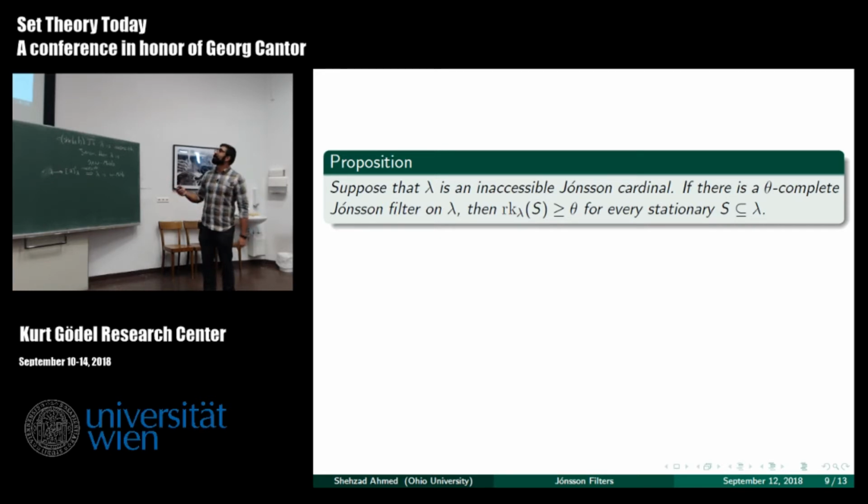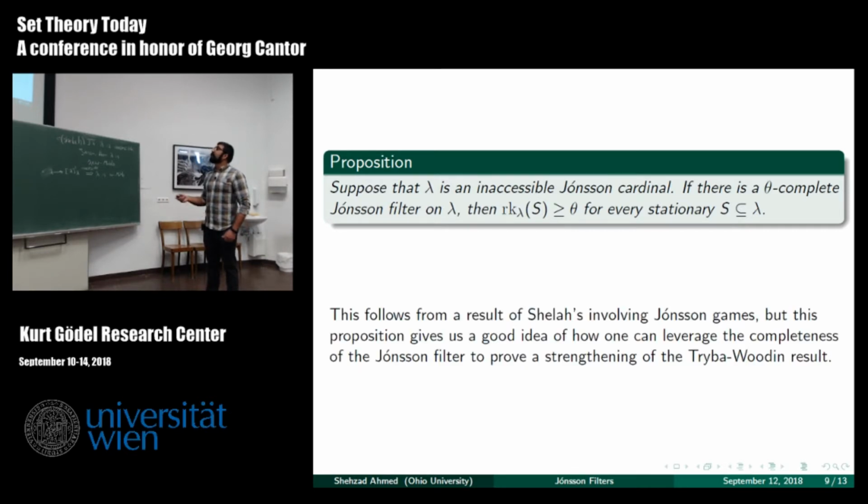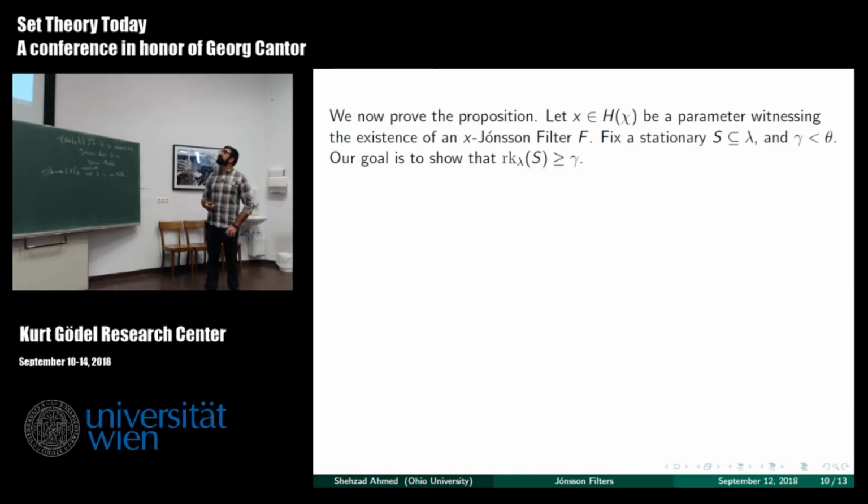So, okay. I want to point out here that I did include the sketch of this result because it's sort of easier and it gives us an idea of how to use Jónsson filters, but this essentially follows from a result of Shelah using Jónsson games. So I don't want to take credit for this one, but the proof is pretty nice, I think. So I'm going to try to sketch the argument in the remaining-ish time I have.